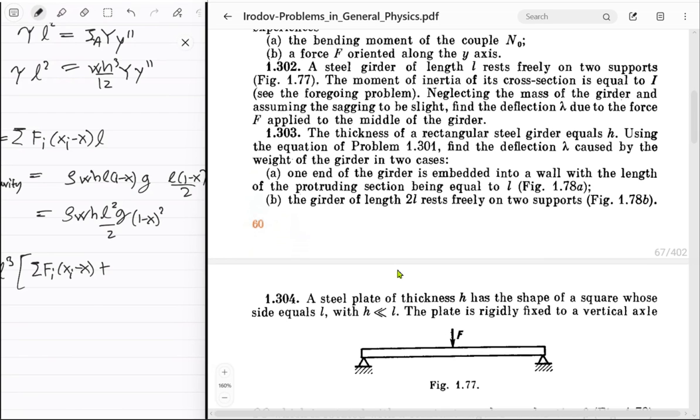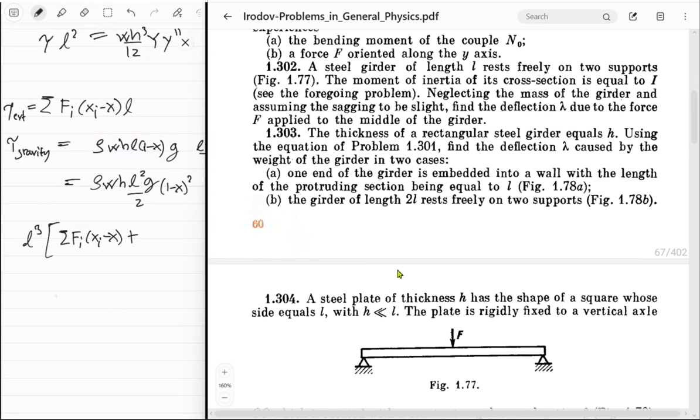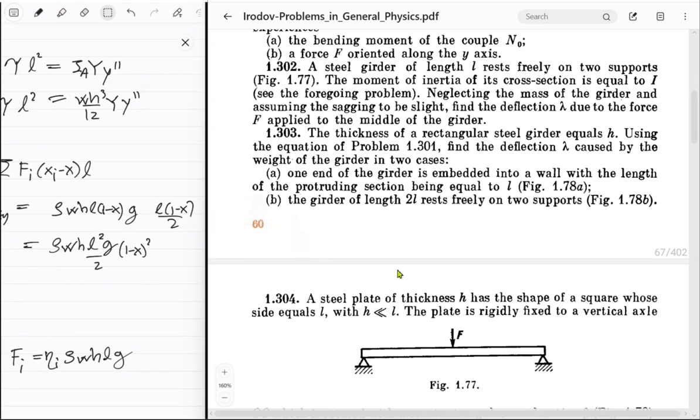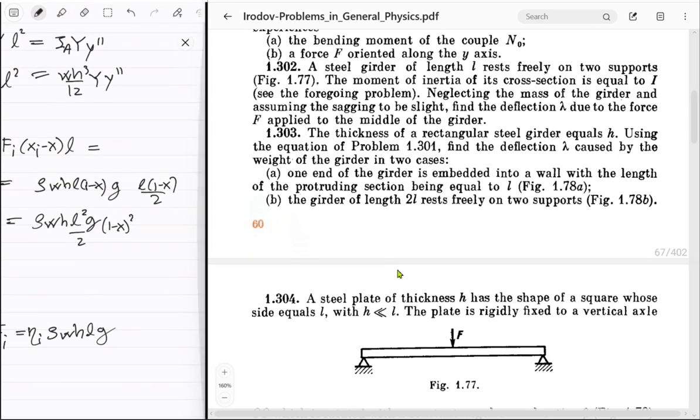Maybe we could say these forces are some fraction of the weights. So F_i is equal to eta_i times the weight. Does that make sense? And we know what the weight is. It's just equal to rho W H L g. So if I do that, then this whole equation will become a different thing than what we are doing. So this will just become what?